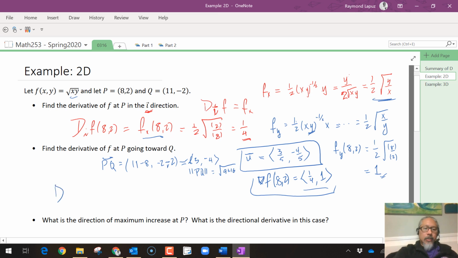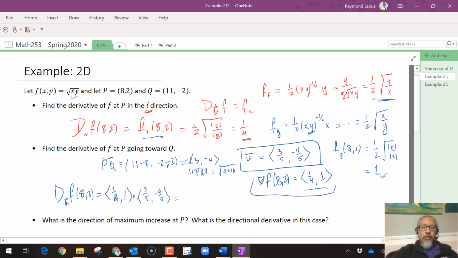So finally, our directional derivative of the function in the direction of u that we just found, evaluated at (8, 2), is going to be the dot product of the gradient, which is <1/4, 1>, dotted with the direction that we're looking for. So that's <3/5, -4/5>. So that's going to give us 3 over 20.